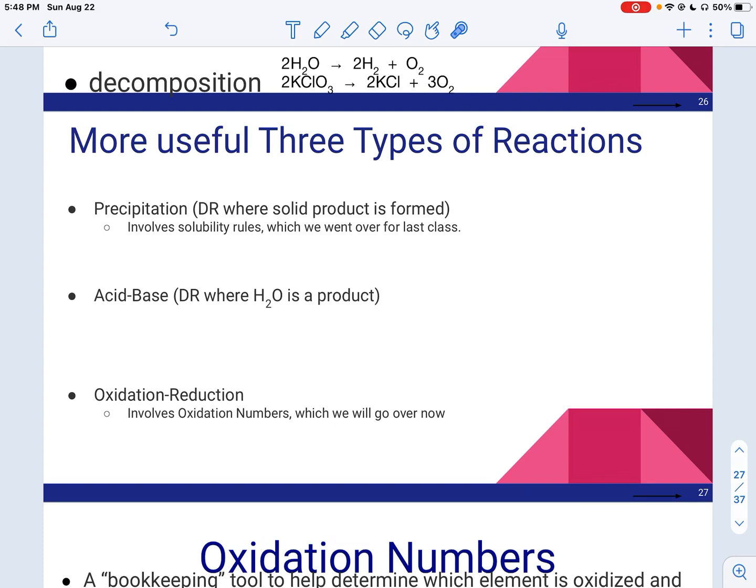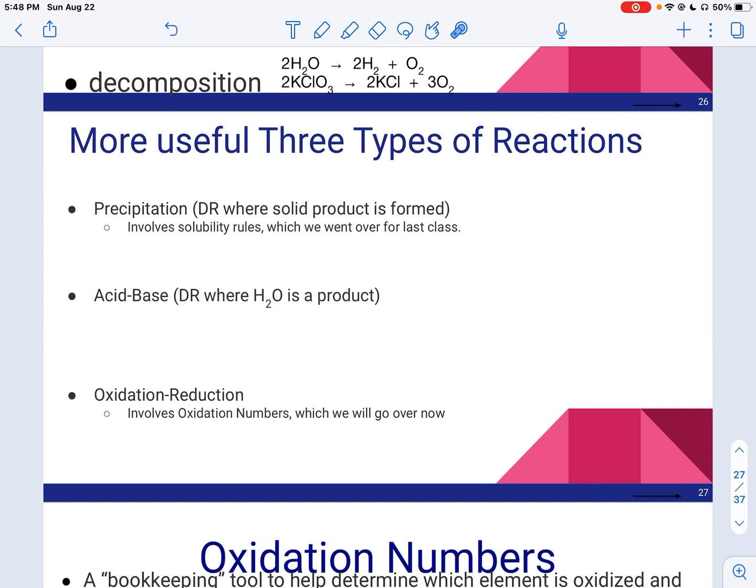Acid-base, also known as neutralization. Sometimes you'll hear neutralization reaction. Now, we're not doing acid-base until Unit 3, but we are going to talk about it just in general with these reactions. So if you see a double replacement where water is one of the products, that's going to be an acid-base or neutralization reaction.